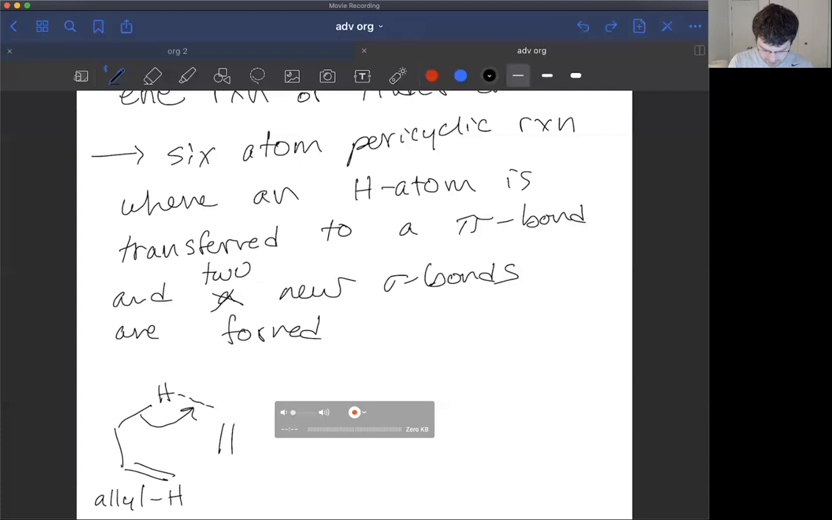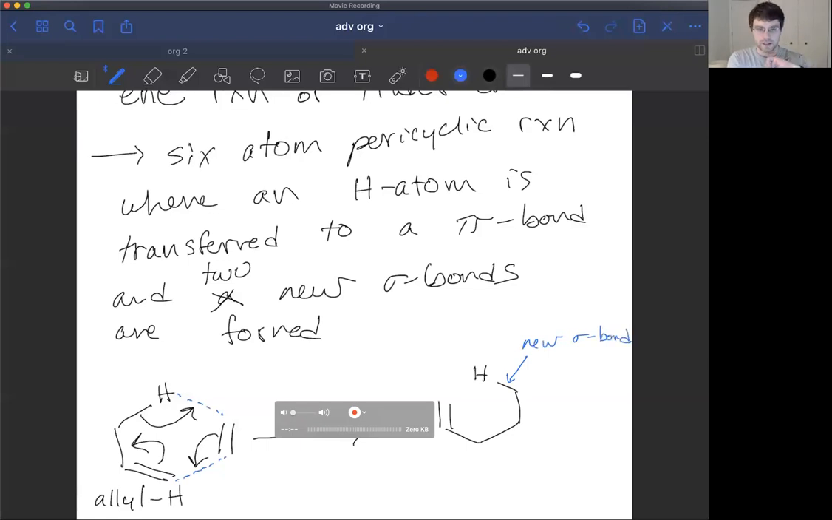I'm going to delete those. Maybe I'll change the color so we can see. Now we're going to continue moving the arrows like we would in our 6-atom pericyclic reactions. And then there's the other site of the formation of a new bond. So we form 2 new sigma bonds. One of them is not so significant, but the other one is quite significant. That is, we have this new bond between a carbon and hydrogen.